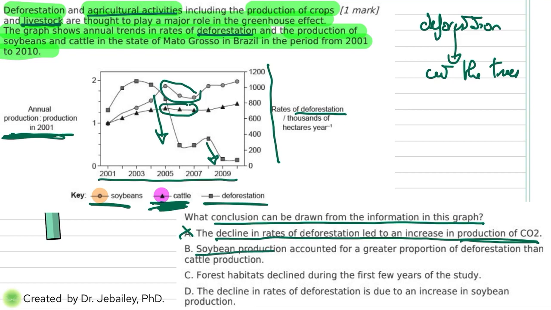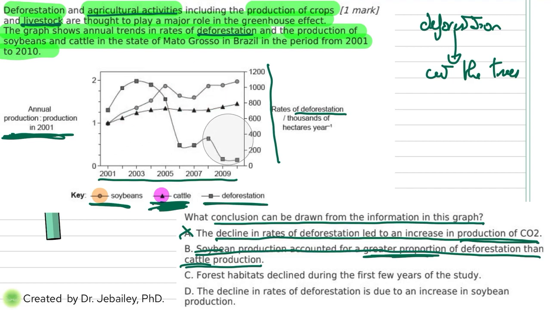B, soybean production accounted for a greater proportion of deforestation than cattle production. Now, looking at this, the soybean as well as the cattle, they're both moving in almost the same direction. So I don't think that there is a greater proportion of soybean compared to the cattle. I don't think so. And you can see there on the graph, right? They're very close to each other. The lines here are very close in line. So they're usually in the same area between 1 and 2. So now, unless there was a drastic change. So I want to say B is not it.